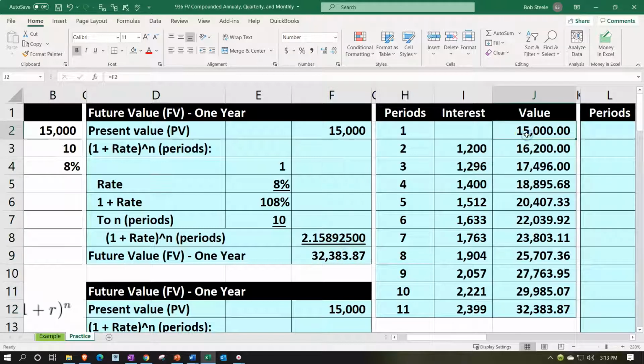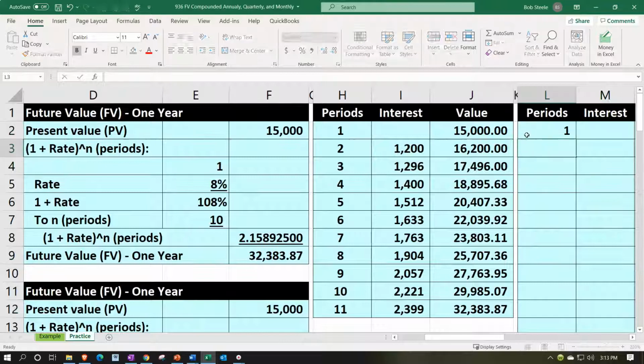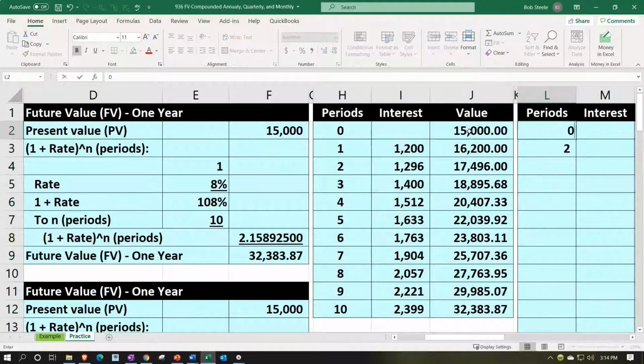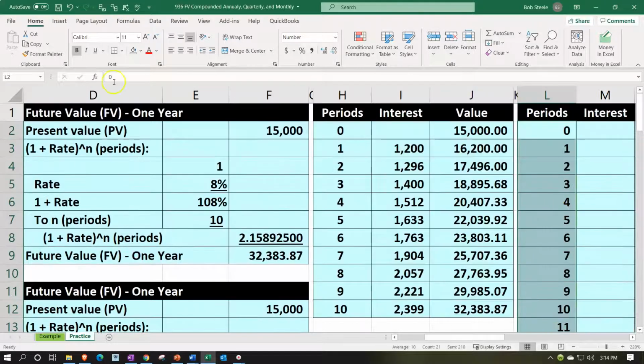Let's see what happens if we do it then on a semi-annual. That means that periods will be one, actually, let me notice I did the periods wrong again. It should be 0, 1, and then adding them down to 10 periods. So at period 0, we have the 15,000. Let's do that over here. 0, 1, and then autofill this down. And that'll be 20 periods then. 20 periods, I'm going to center that, Home tab, alignment, center.